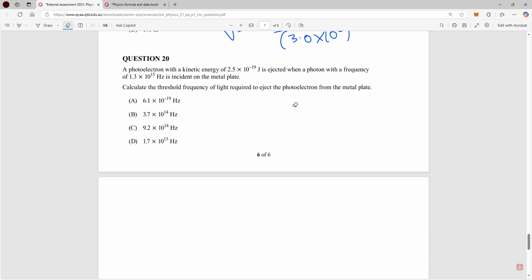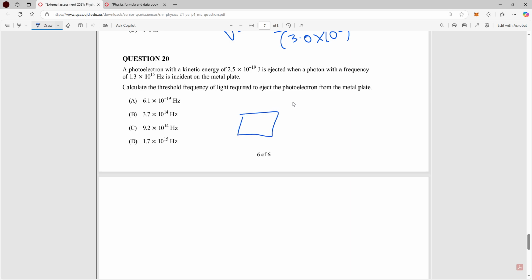Okay, that's a mouthful. So, here's what we've been given. We know with the photoelectric effect, if you shine light onto it and the energy in is larger than the work function, which is the minimum energy required to knock off an electron, you'll have an electron pop out. Now, the energy out is your kinetic energy. It's equal to your energy in, which is hf, subtract your work function.